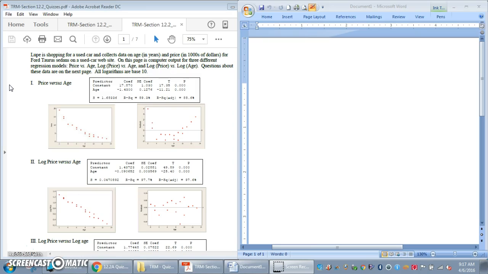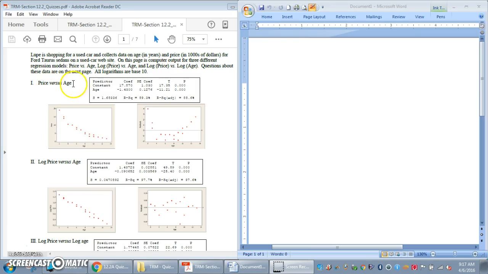The first model is price versus age. The second model is the log of price versus age. And the third model is the log of price versus the log of age. Questions about these data are on the next page. All 3 are log base 10. So what I want us to do is first analyze the graphs on this first page.